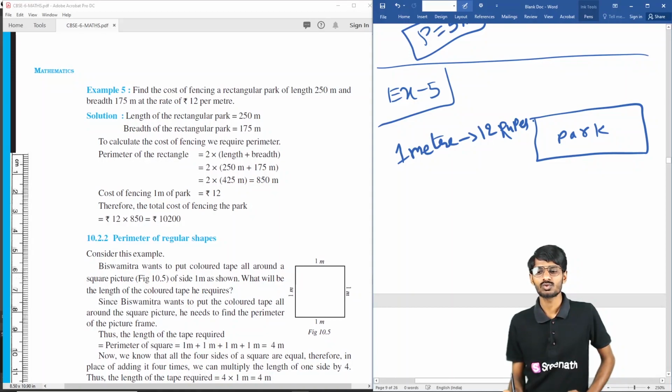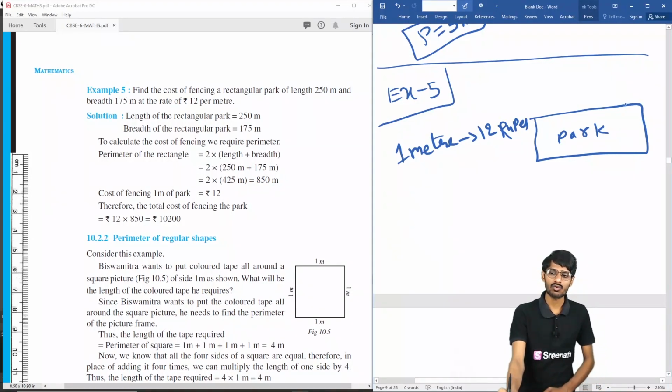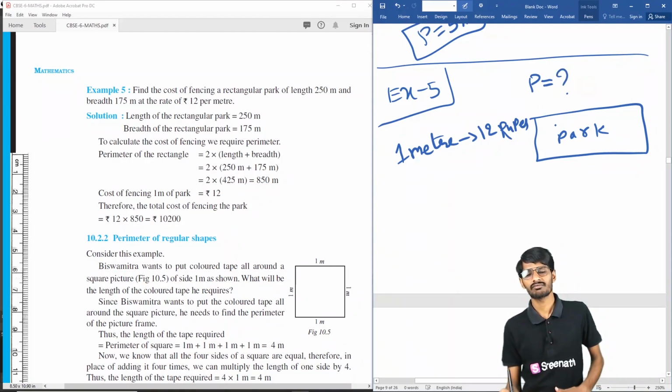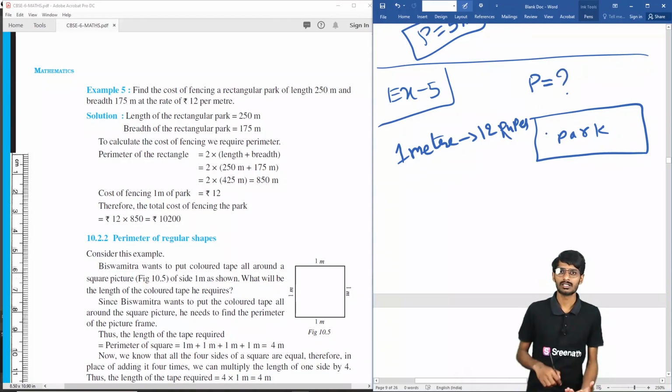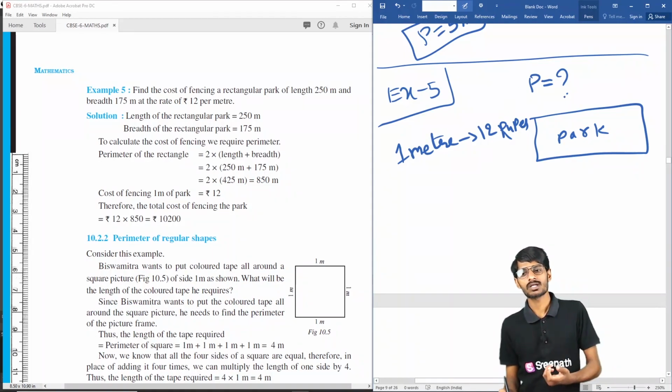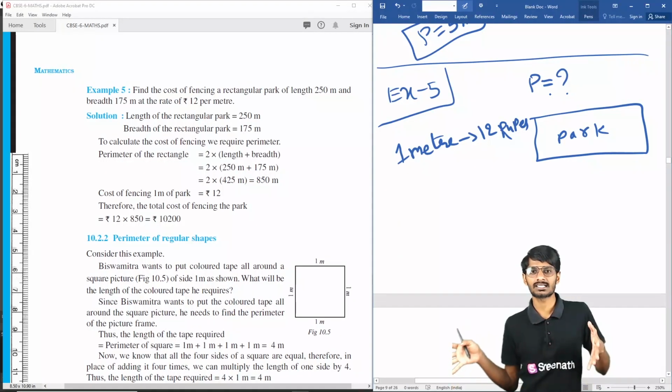But to construct the fencing around this park, how many meters do we have to construct the fencing? For that, how many meters is there around the park? We first have to know the perimeter. If you know the perimeter of the park, then you will know the total boundary length, so that you will know how much distance we have to construct the fencing.